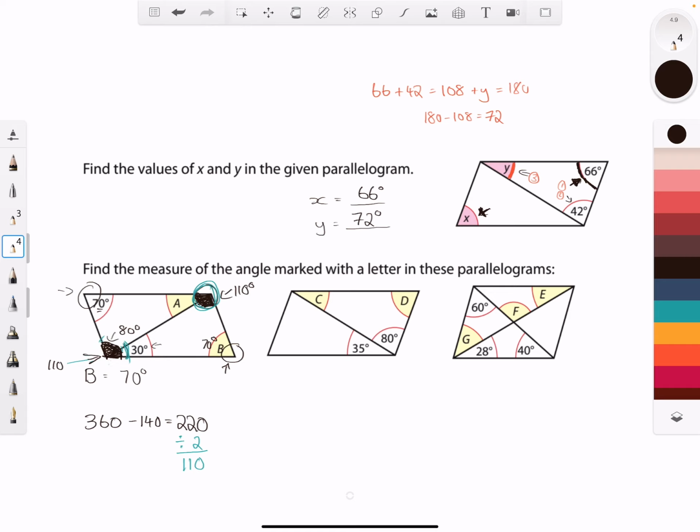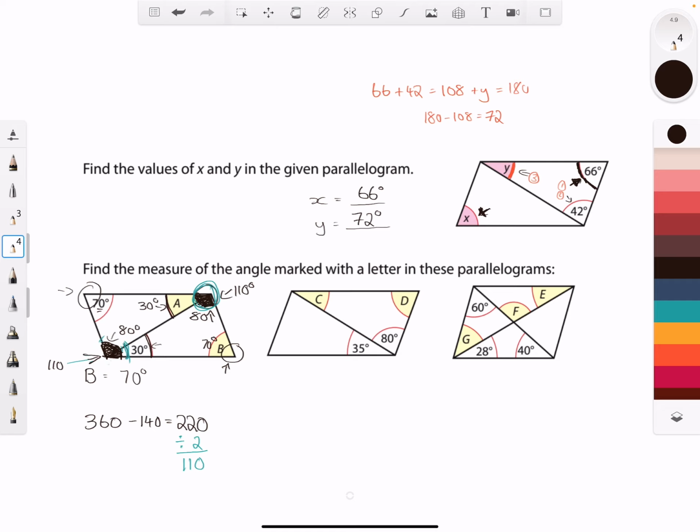Now, I want to figure out what A is. And I know that the three angles added together in a triangle are 180. So 80 and 70 is 150. So this must be 30 degrees. And we can see that this here and this here are equal. And you might notice that if this angle is 80, this is also 80.